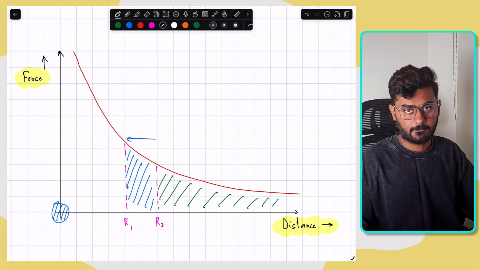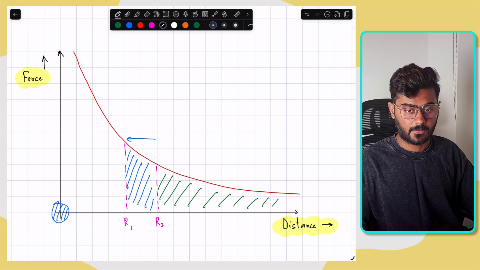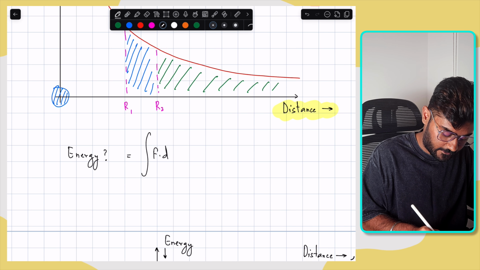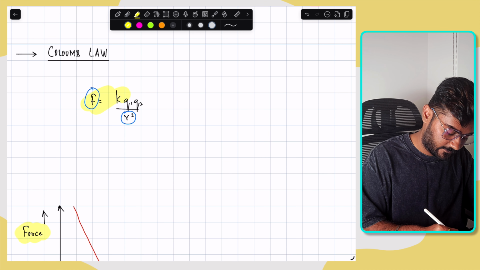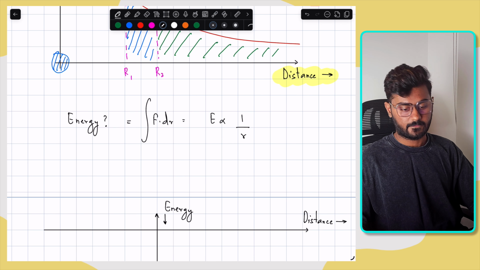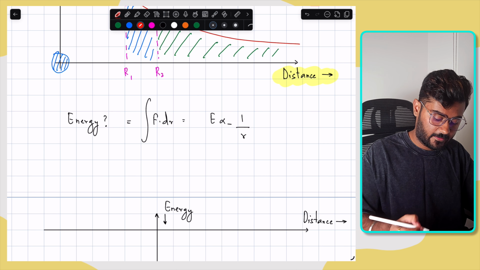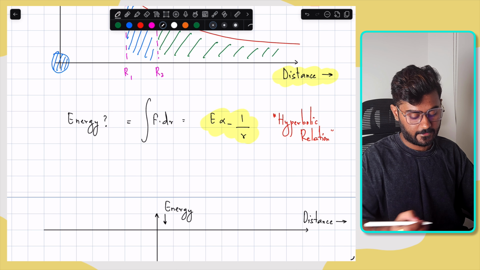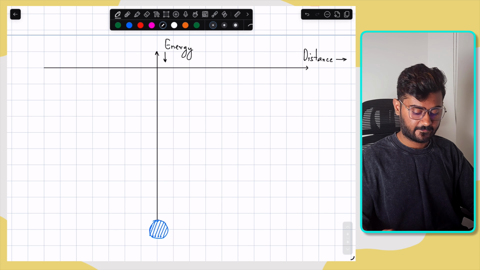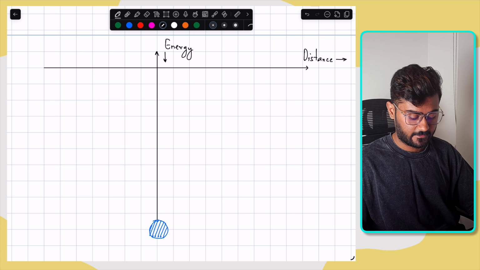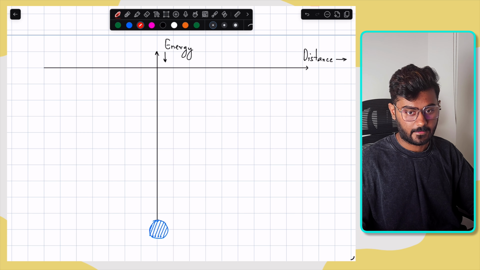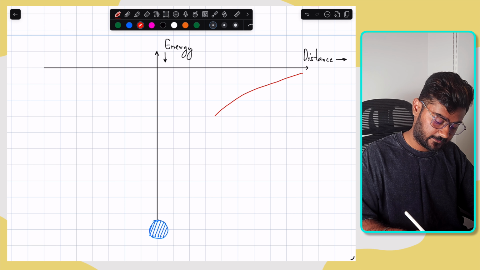Now let's try to mathematically understand how this comes about. We know that energy is given by the integral of force dot dr. If we do the integration of this relationship, we end up with energy having an inverse relationship with the distance. This is called a hyperbolic relation. Now let's plot energy versus distance and see how the plot looks. On the x-axis we have the distance and on the y-axis we have the energy. If I have an atom that is brought from infinity close to this atom, then we'll see the energy profile looks something like this.